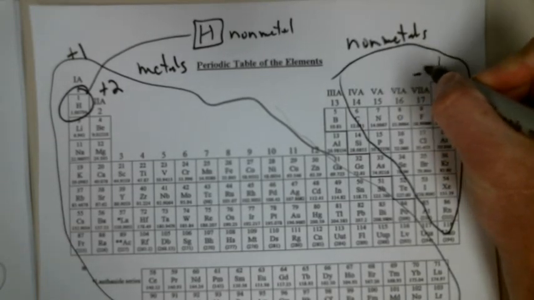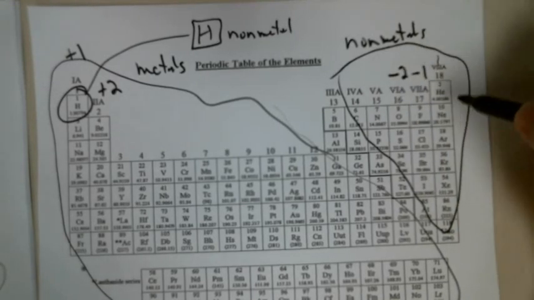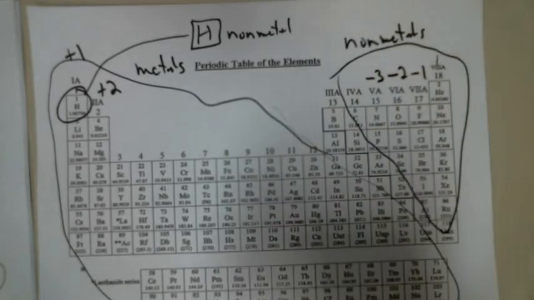And so we're going to go off of that and back this way. And group 7 is going to be -1. Group 6 is -2. So these are anions, -3.